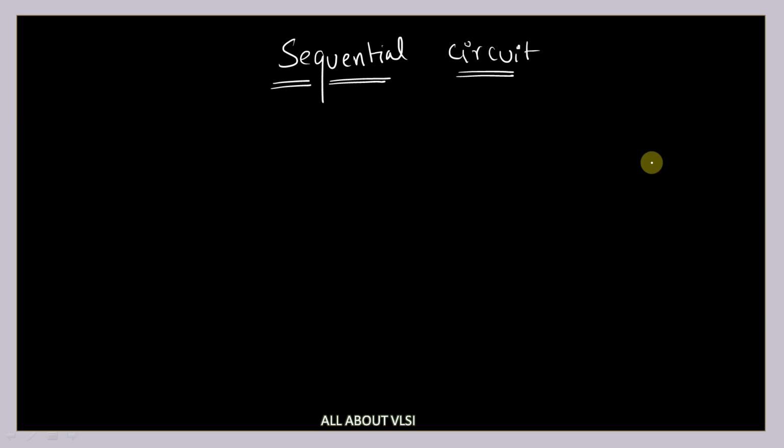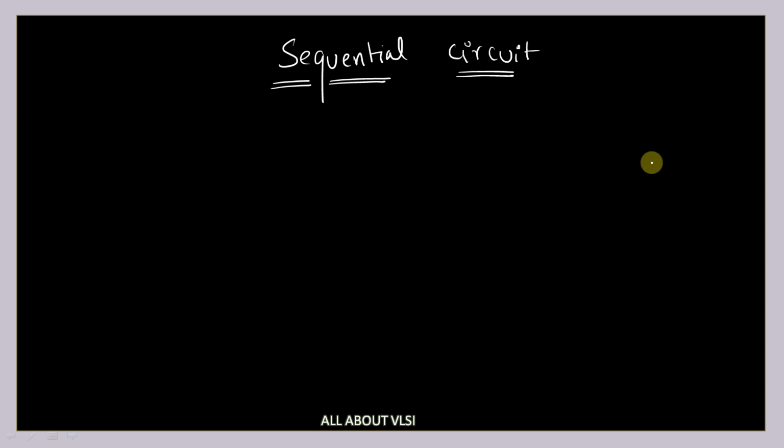So basically, a sequential circuit is one where your output depends upon your present state as well as your past inputs also. In the case of sequential circuits, your output is dependent upon both present input as well as your past input. Whereas in the case of combinational circuits, your output is only dependent upon your present inputs. It is not dependent upon your past inputs, and it will not remember any past inputs.